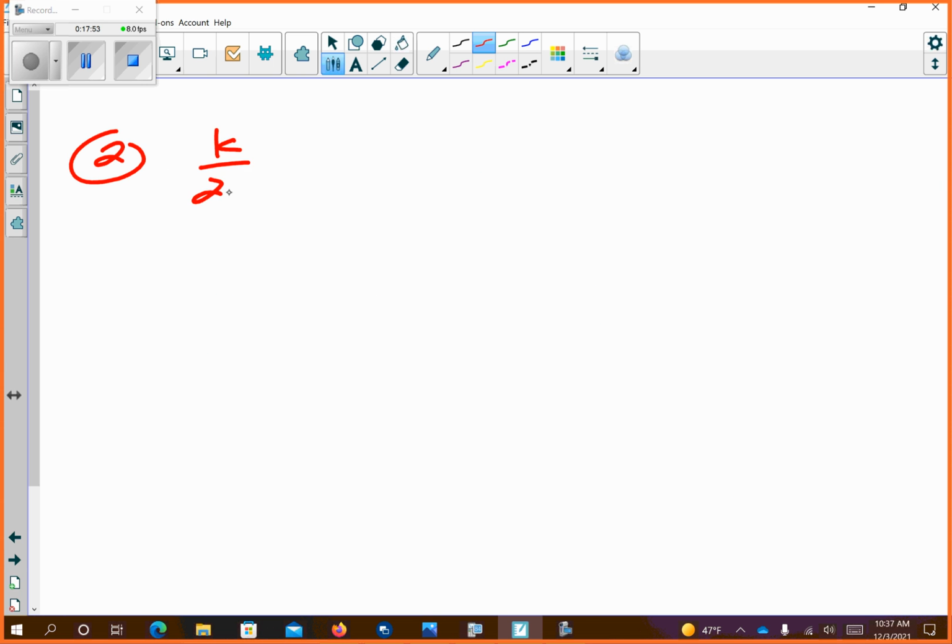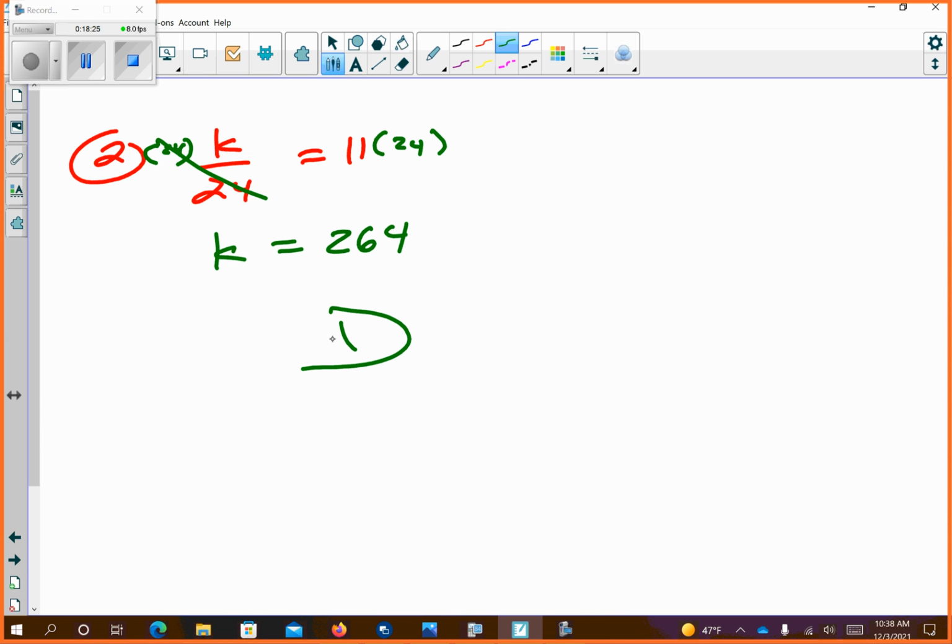K over 24 equals 11. What should I do, friends? How do I get K all by itself? Oh, very good. Multiply both sides by 24. So those cancel. K equals, I believe, 264. Someone double check my math. Yeah. 264. Yay. So that looks like answer D.